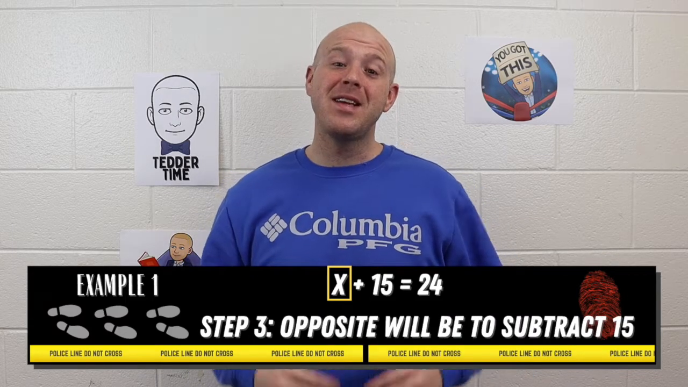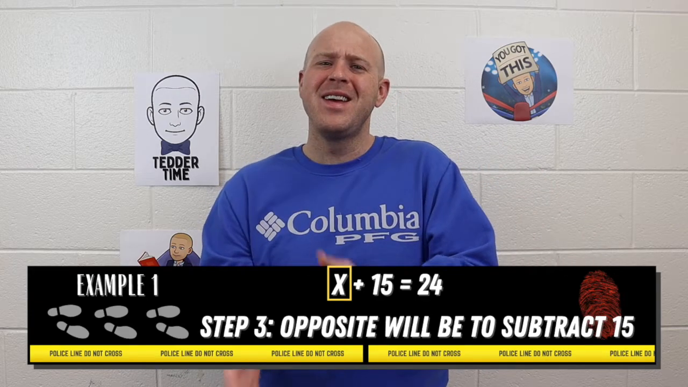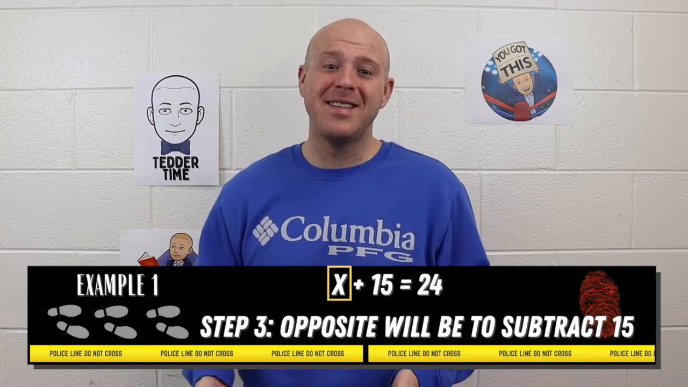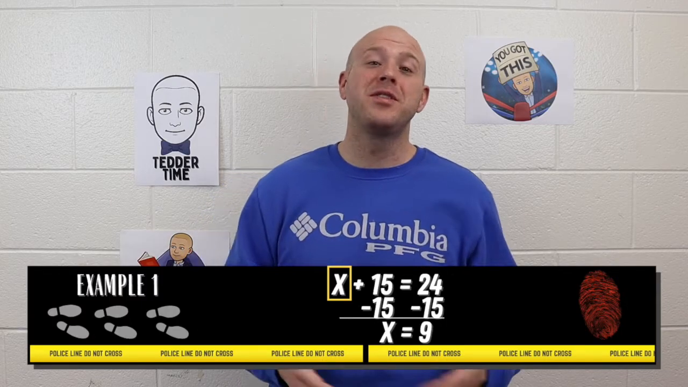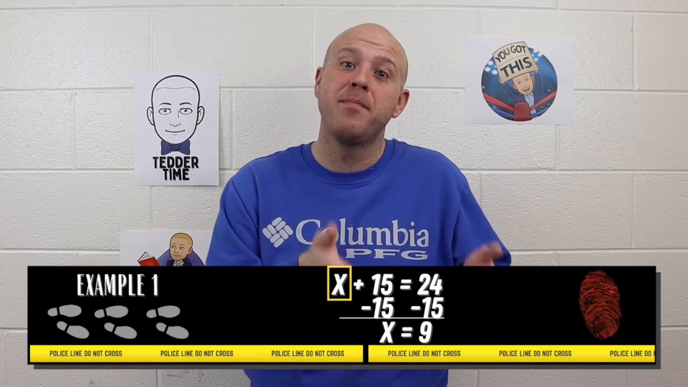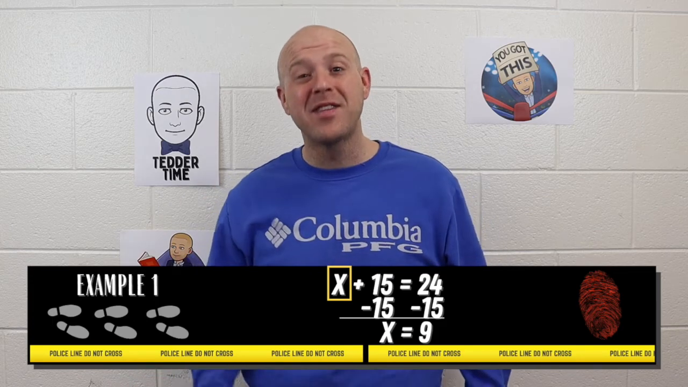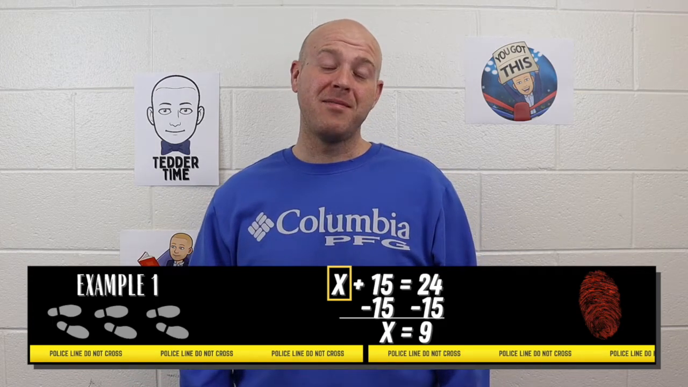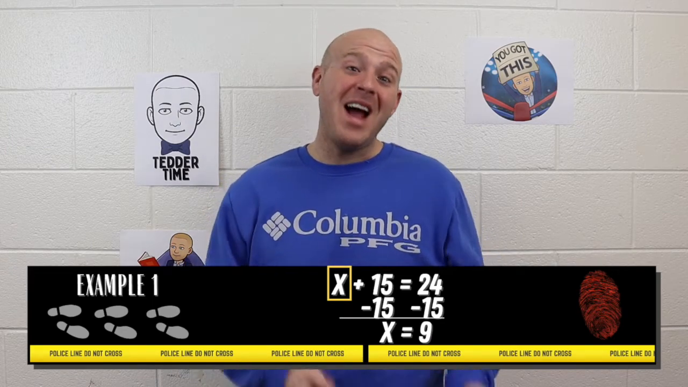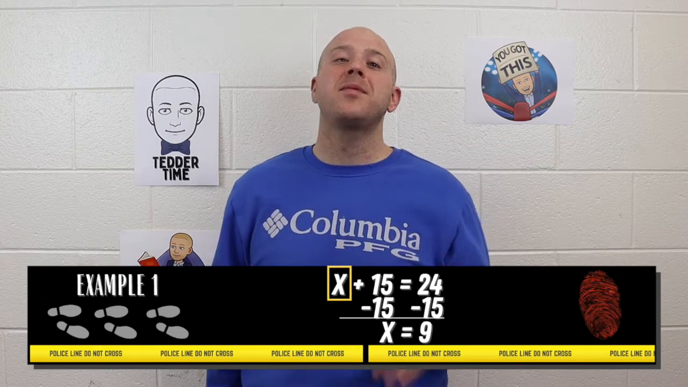And then step 3 is we undo the clues. We do the opposite. Since we're adding 15, the opposite of that would be to subtract 15. I'm going to write that down, and then I'm actually going to do it. So x plus 15, I'm going to put minus 15 under my plus 15. But what I do to one side of my equation, I have to do to the other. So I'm going to put minus 15 underneath my 24. Then I have 24 minus 15, and that's just 9. So x equals 9. Now that we've done the first 3 steps, we've got to do step 4.